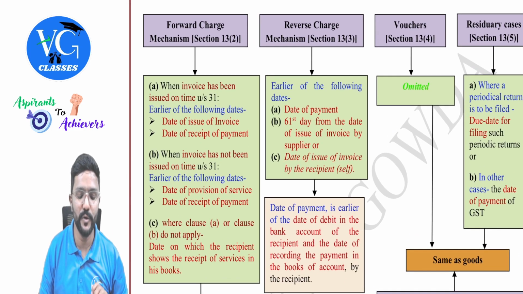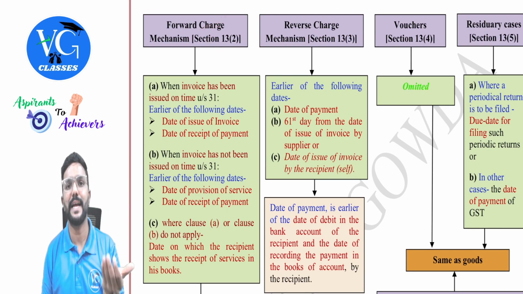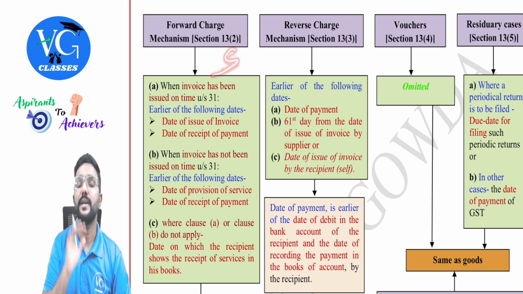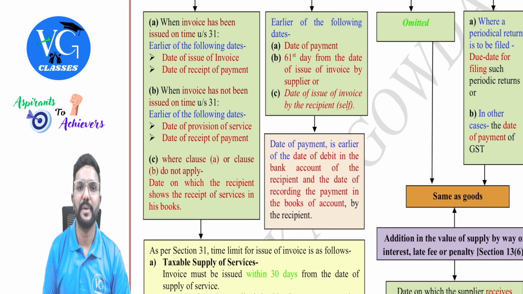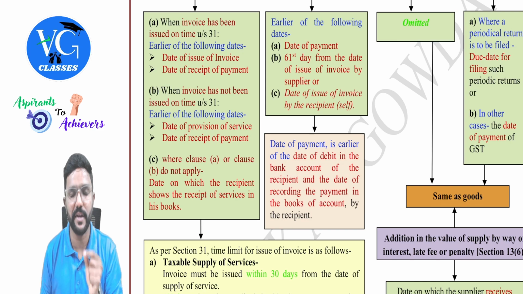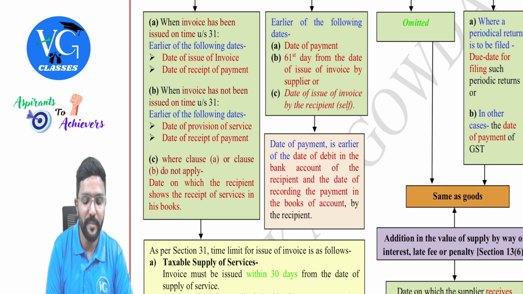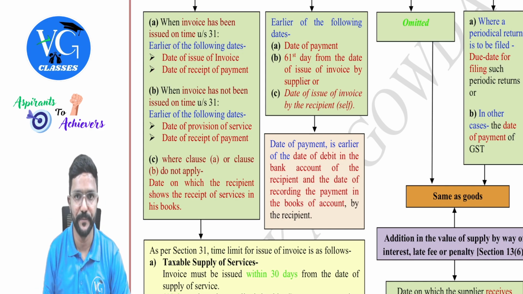Okay, sir. So let us move to 13 subsection 2. When the services are taxable under forward charge mechanism, we need to think from whose point of view, people? Supplier's point of view. So what is the time of supply? It depends on one major event. Did you issue the invoice within the due date or not? If the invoice is issued within the due date, then the time of supply will be the date of issue of invoice or date of payment, whichever is earlier.